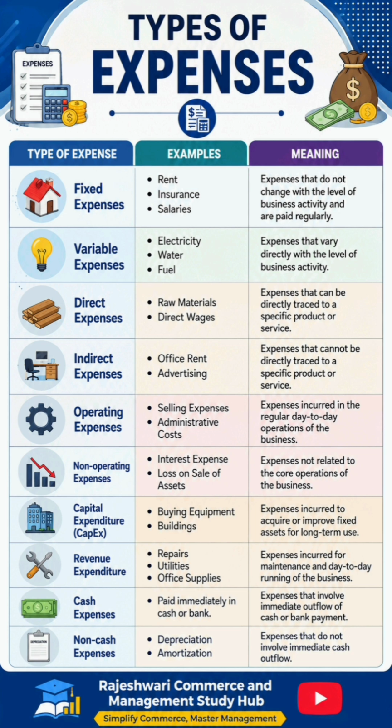Example, take depreciation. How you will calculate depreciation? The depreciation will be reduction in the value of an asset. Amortization is also the same, right? So it reduces the value, but there is no cash that has been reduced or paid. That is why it is called as non-cash expenses.